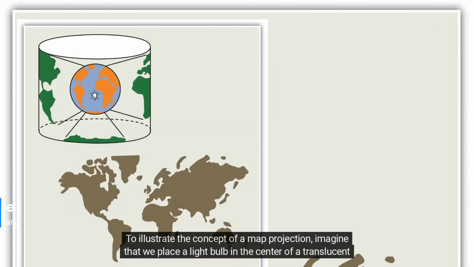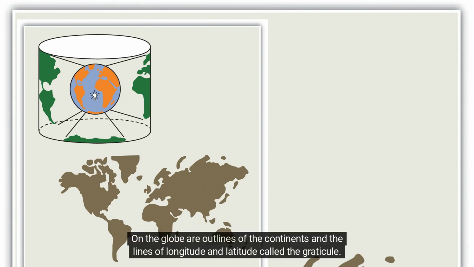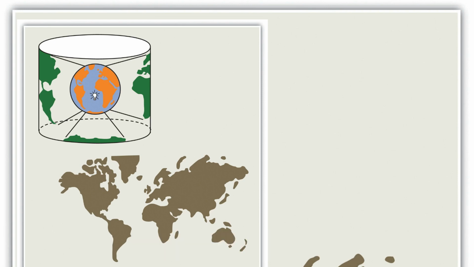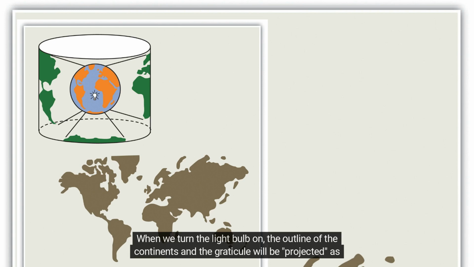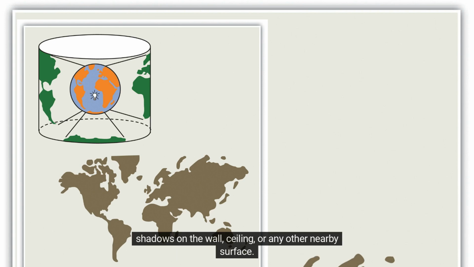To illustrate the concept of a map projection, imagine that we place a light bulb in the center of a translucent globe. On the globe are outlines of the continents and the lines of longitude and latitude, called the graticule. When we turn the light bulb on, the outline of the continents and the graticule will be projected as shadows on the wall, ceiling, or any other nearby surface. This is what is meant by map projection.